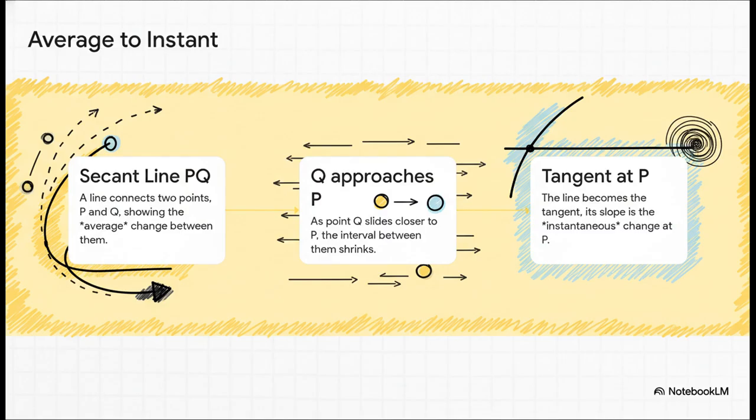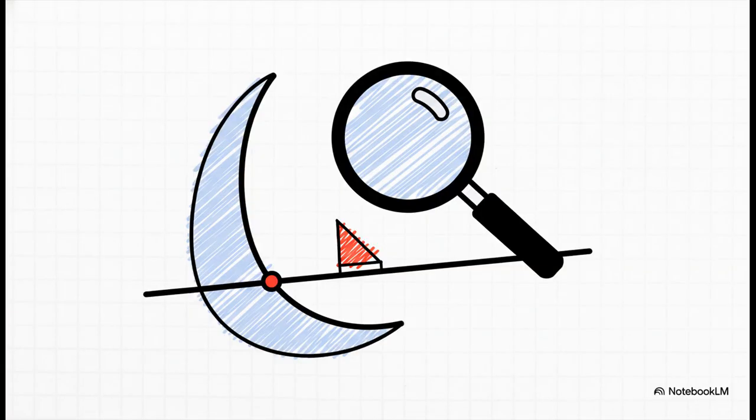So as we slide point Q closer and closer to point P, you can see that secant line pivoting. Its slope is getting nearer and nearer to the true rate of change right at point P. In calculus, this process has a name. We're taking the limit. As that distance between the points gets to 0, the secant line becomes the tangent line. And that final value, the slope of the tangent line at that one single point, that is what we call the derivative. It's the mathematical way of saying instantaneous rate of change.